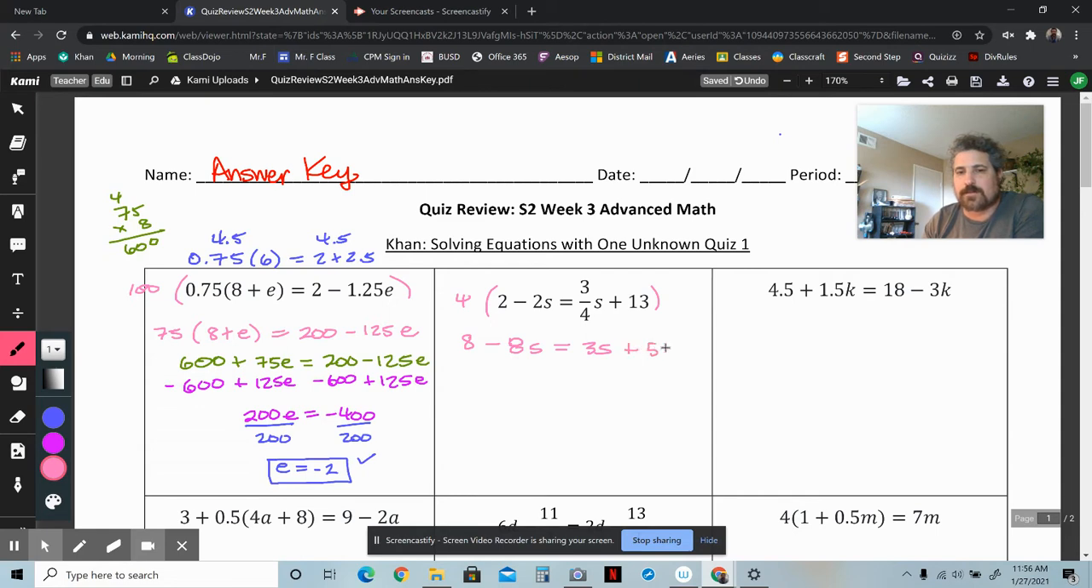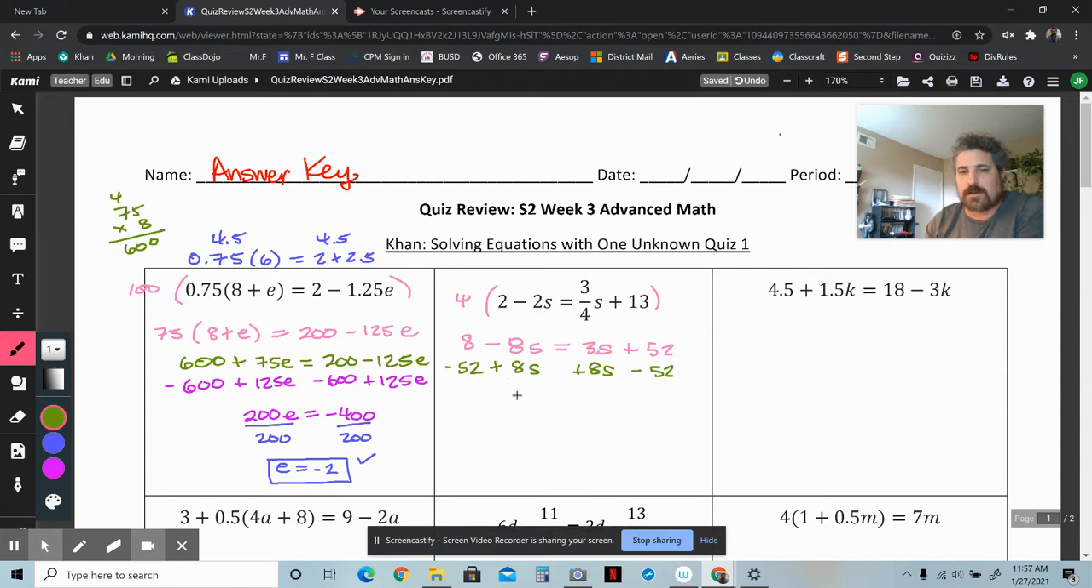So this is basically what we get: 8 take away 8s equals 3s plus 52. You're going to then want to get all of your s's to one side. So you're going to add 8 s's to both sides. And if you're going to bring the variables to the right, you want to bring the numbers the other way. So you're going to undo plus 52. So you're going to minus 52 to both sides.